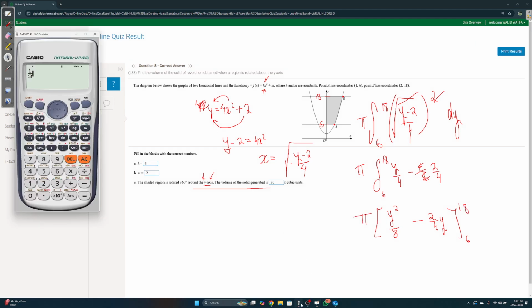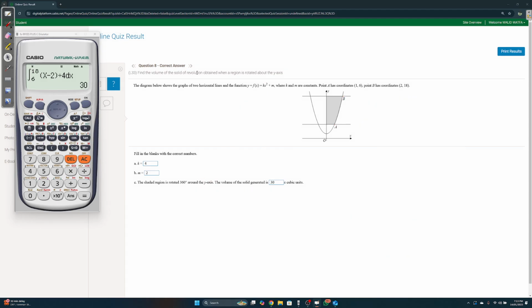So let's put this on a calculator. If you do this, I'm going to do it over here. Integral of y minus 2, so we can just say x minus 2 over 4, same as saying divided by 4. Boundaries from 6 till 18. You get 30. Okay, so the answer is 30 pi, which is correct. Okay. Question 9.